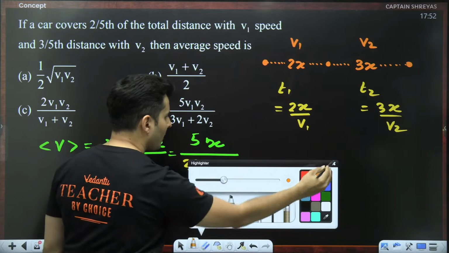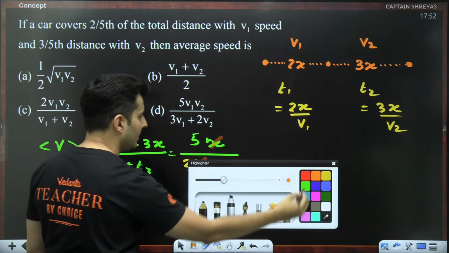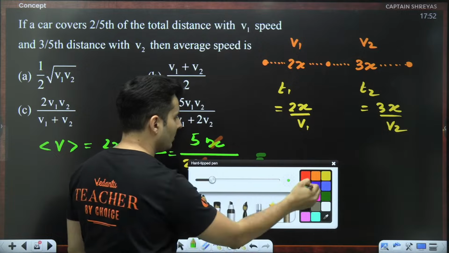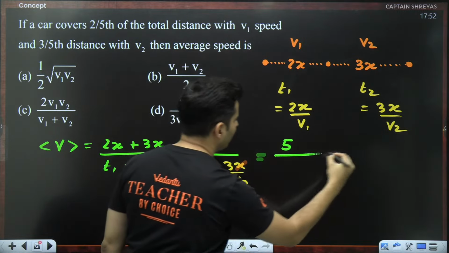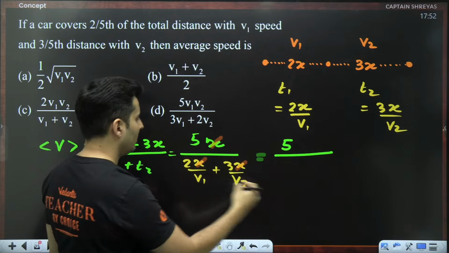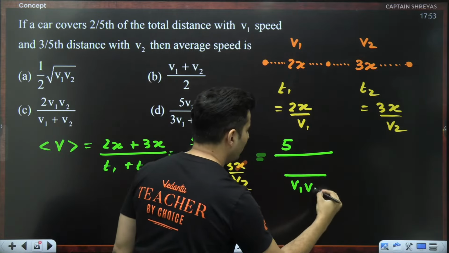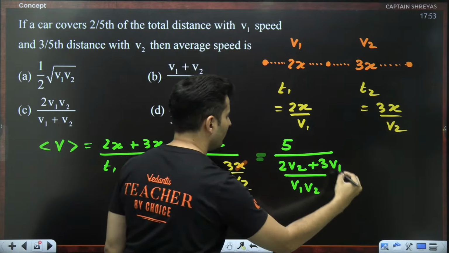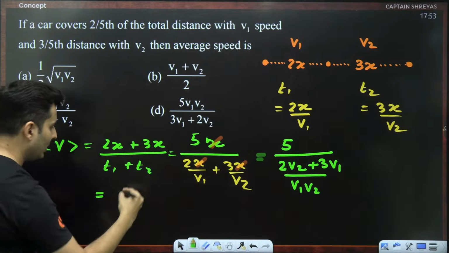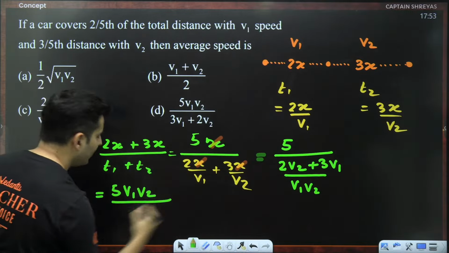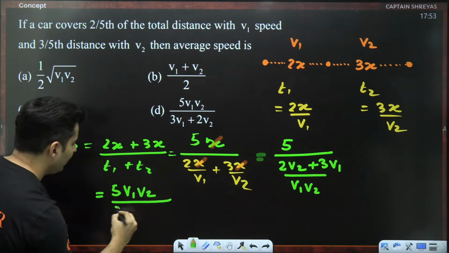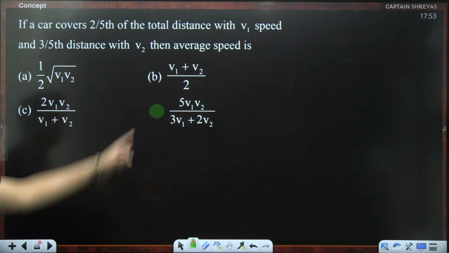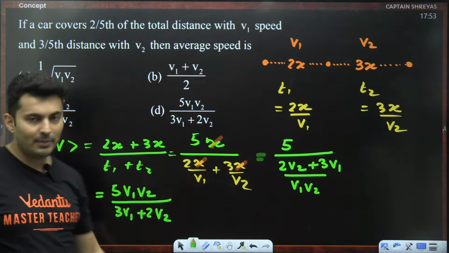What happens now is that you can see x gets cancelled. What am I left with? What I am left with is this. So I think I can just take the LCM, of course. So it will be 5 whole thing divided by, here we have LCM as V1, V2, and this will become 2 times V2, and here it will become plus 3 times V1. Shift it, bring V1, V2 on the top, so it will become 5V1V2, whole thing divided by 3V1 plus 2V2, which is option D. Can you see that? Everybody with me?